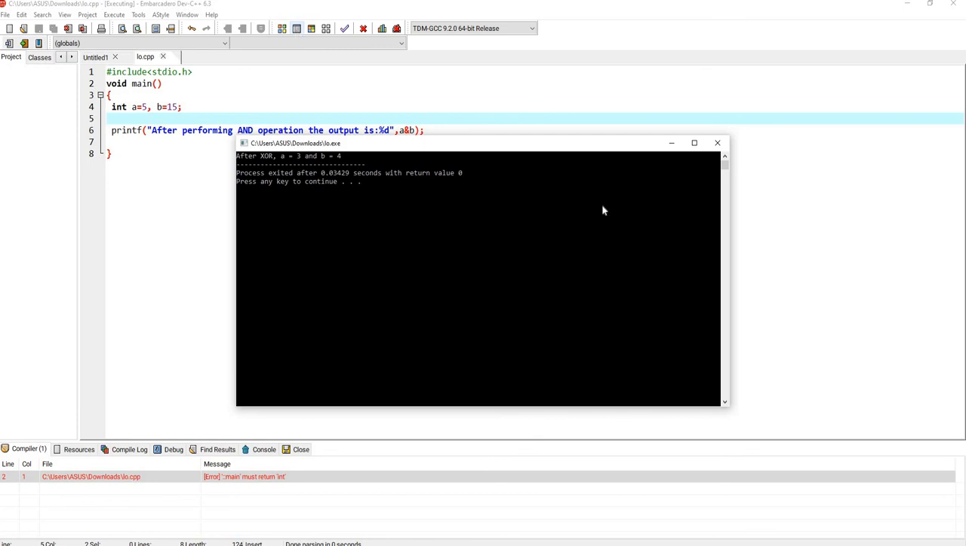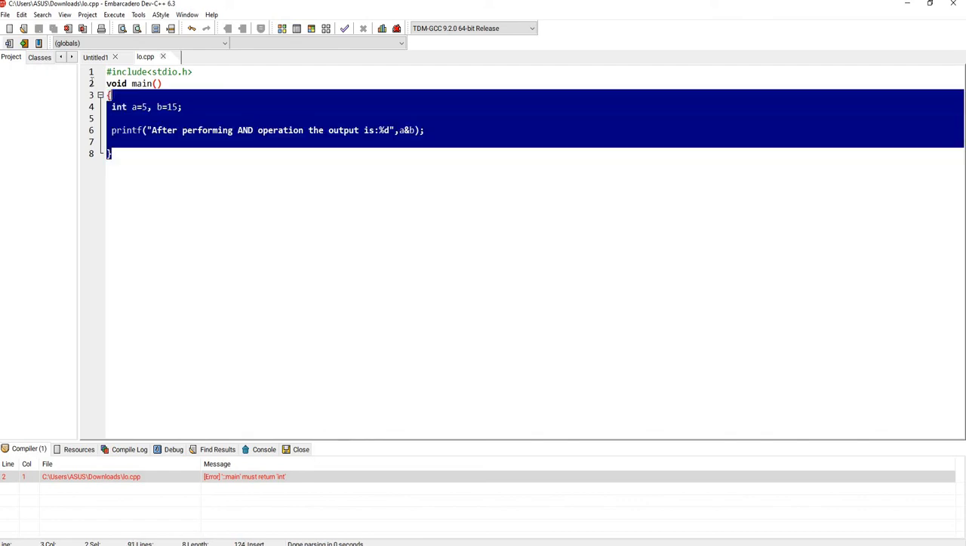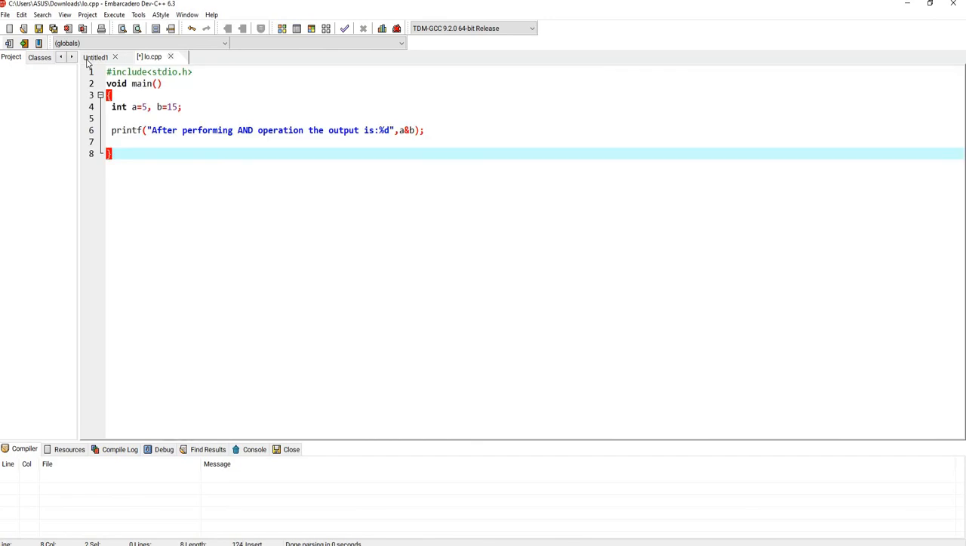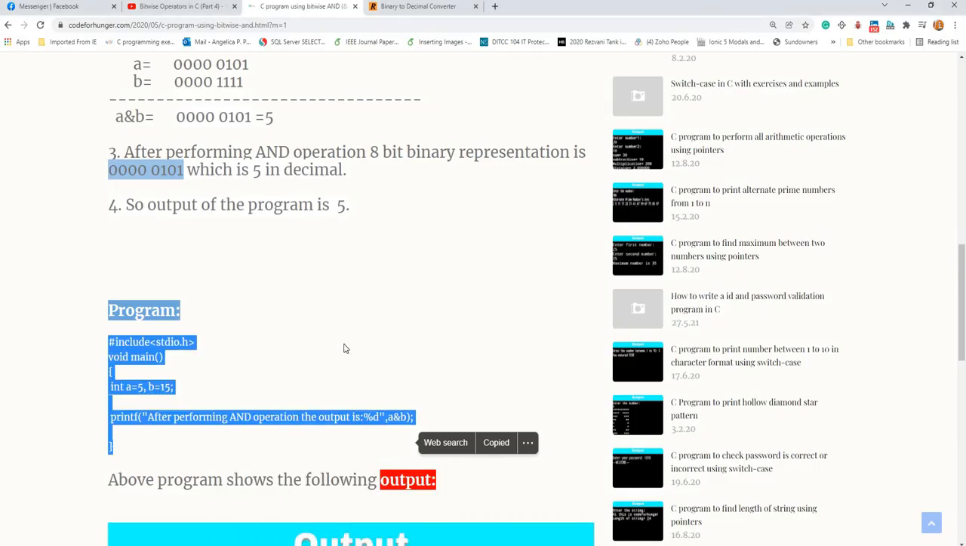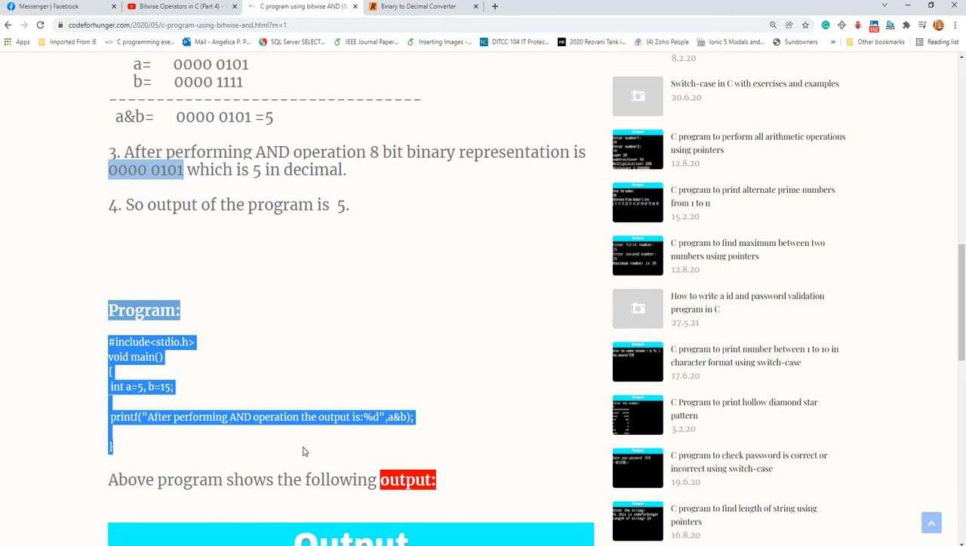Bakit naka-XOR pa rin to? Meron akong hindi tinanggal. Delete. Tama ba? Yan ba yung aking kinopya? Teka lang, bakit parang mali yung aking kinokopya? After performing. Okay, tama naman pala yung aking kinokopya. Copy. Okay, ulit.